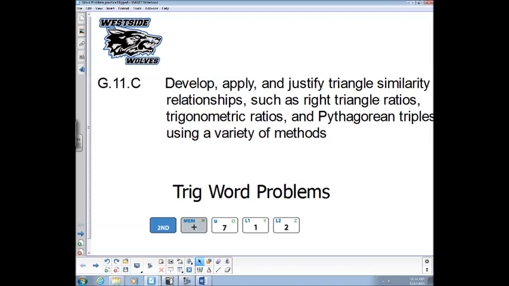Today we're going to work on word problems and going over some of the processes and the wording to help you work with word problems a little bit better in trigonometry.